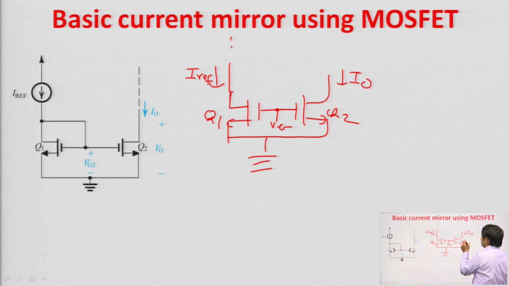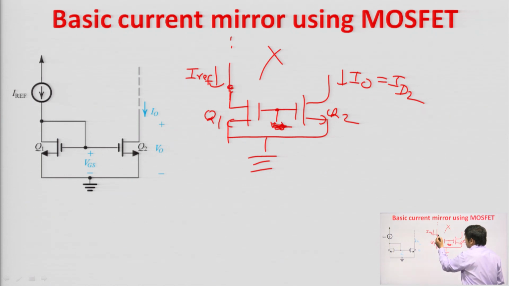I naught is basically the drain current of Q2. If I reference is changing, then I naught will not change. It means that I naught will not track the input current, the output current will not track the input current. So, this is not a current mirror circuit. Current mirror means the output current should track the input current. Here, if the input current is changing, the output current is fixed, it is not changing, so it is not a current mirror. But what happens if we short the drain and gate terminals?